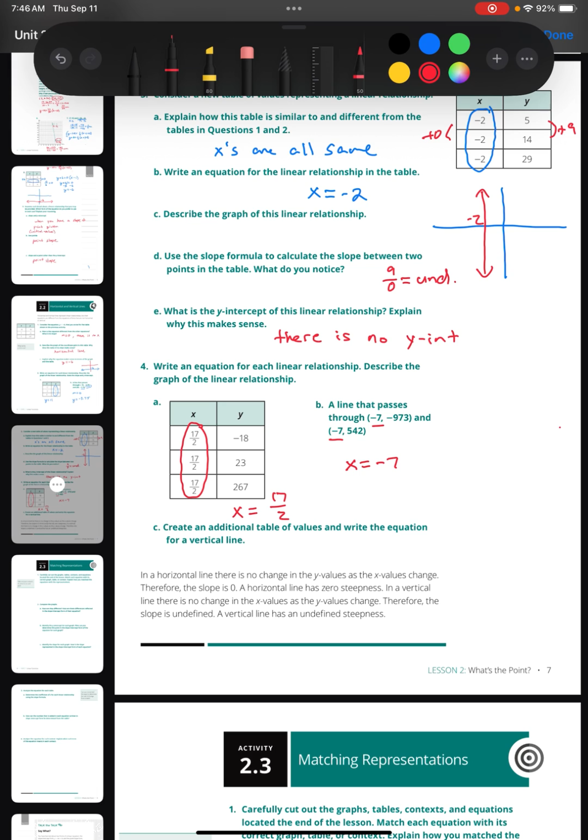And C, create an additional table of values and write an equation of a vertical line. So you could create any table you want here, as long as the x's are all the same. I'll just make them all 1s. Doesn't matter what the y's are really. And the equation would just be x equals whatever that x value is. Okay, so horizontal line, y's are all the same. Vertical line, x's are all the same.